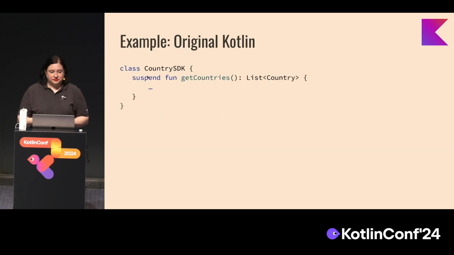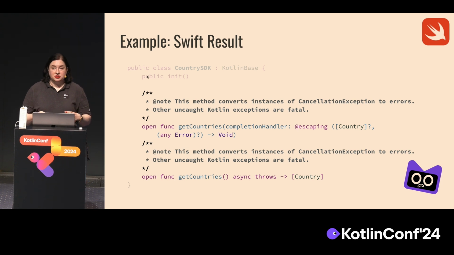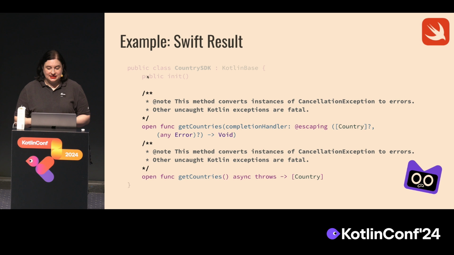Weird. So let's say, for example, we have a suspending function called getCountries that gets a list of countries from a web service. So it's a suspending function. And when we examine the Swift interface, we can see that only cancellation exceptions are converted to errors, and uncaught Kotlin exceptions are going to be fatal. Eek! How are we going to fix this?